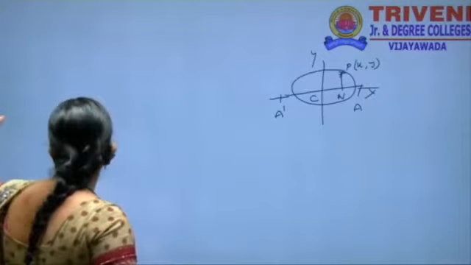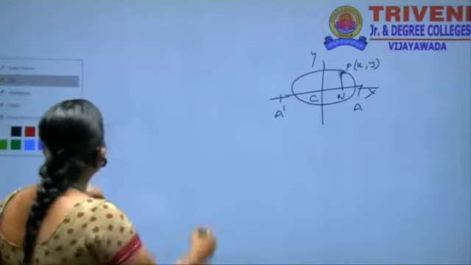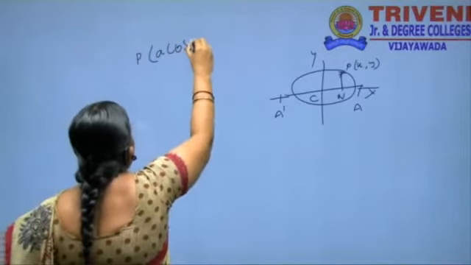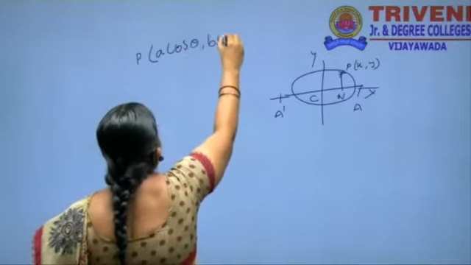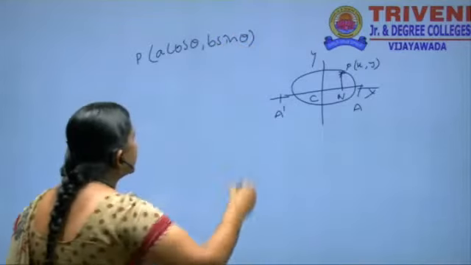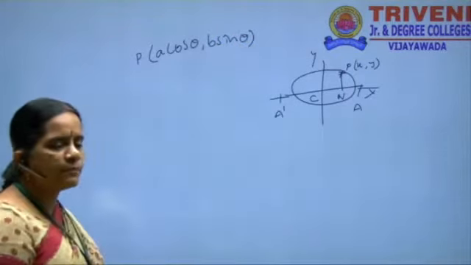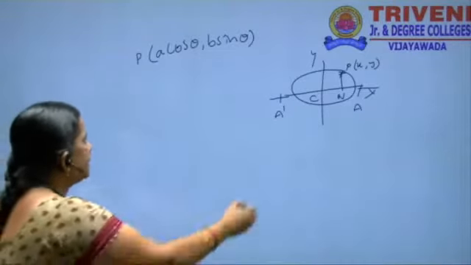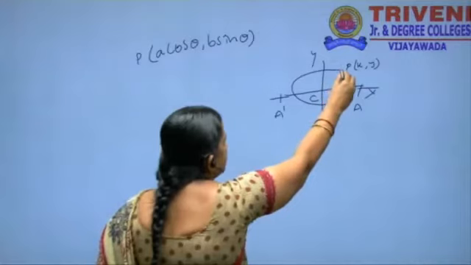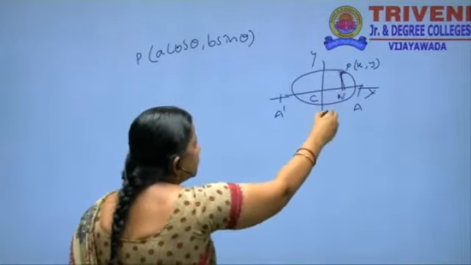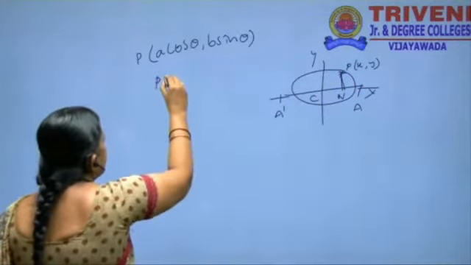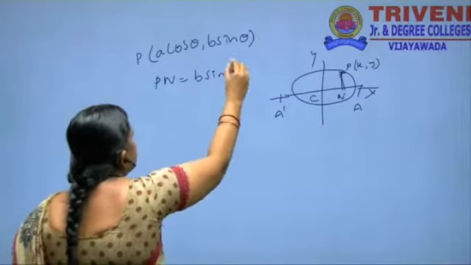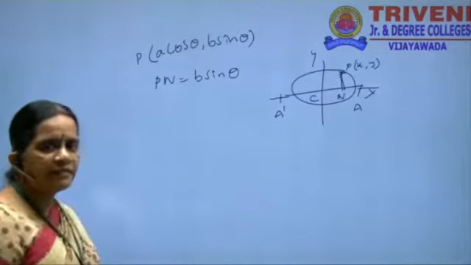Here the point P can be taken as (a cos theta, b sin theta). In terms of the eccentric angle, we take the value of P as (a cos theta, b sin theta). Here PN is parallel to the y-axis, so the value of PN is b sin theta.